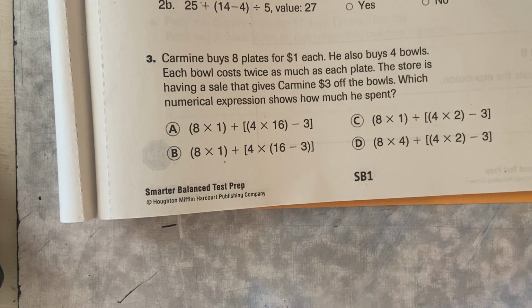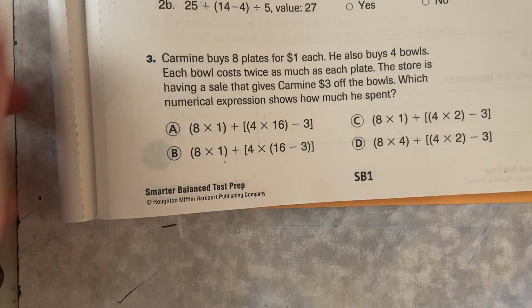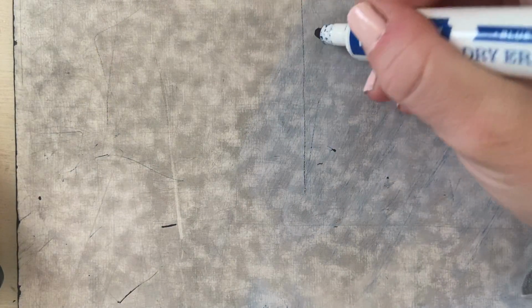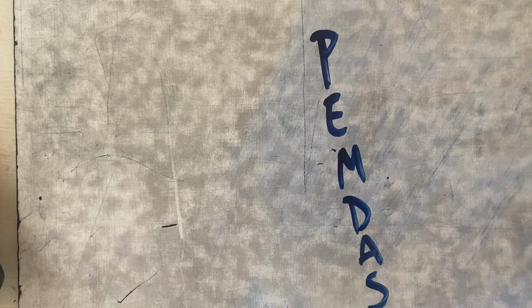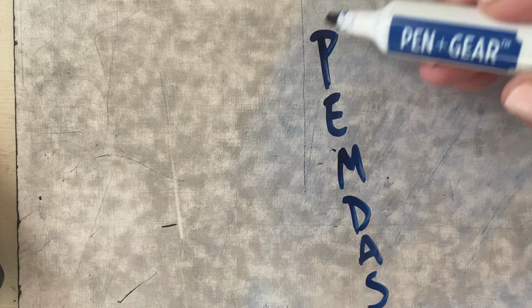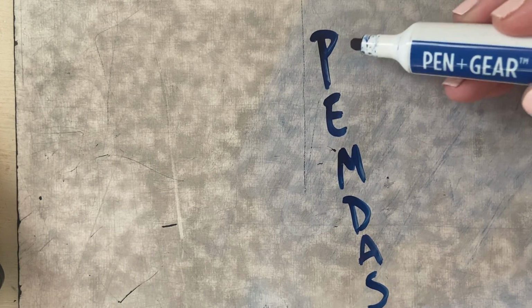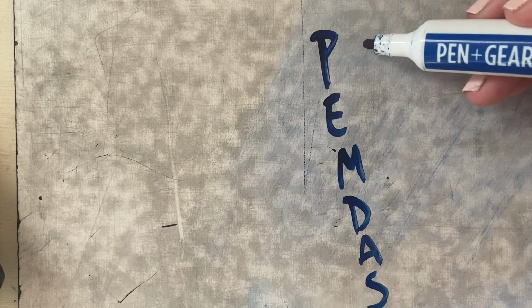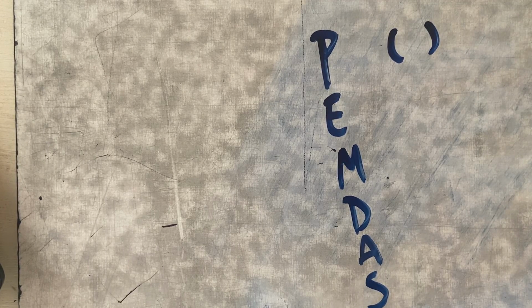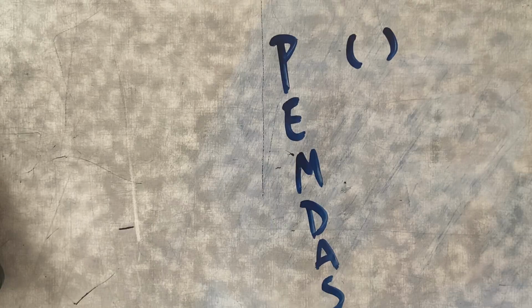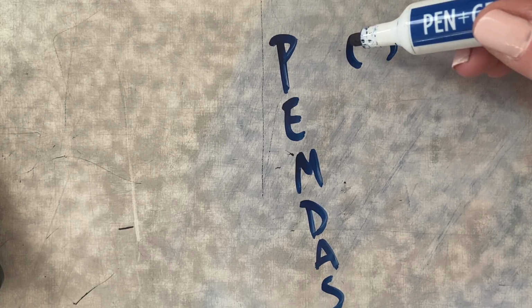All right, so Carmine buys, well, actually, before we even get started with that, I want to think about the order of operations. So if you remember, we talked about PEMDAS, right? And we talked about how we should always do parentheses before anything else in a math problem. They come first. And then we also talked about the different kinds of parentheses that we can use, because parentheses help us to group numbers, operations that need to be completed together.